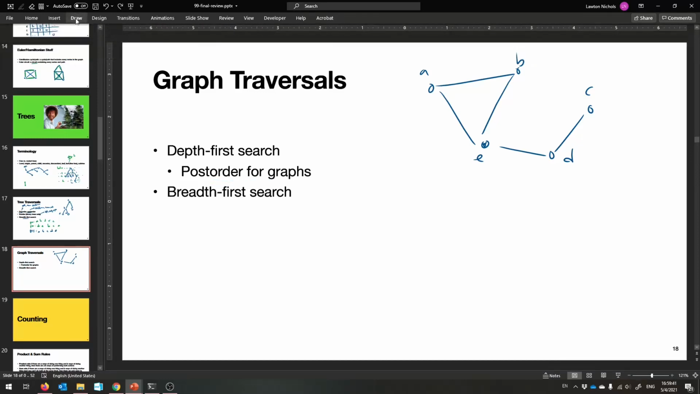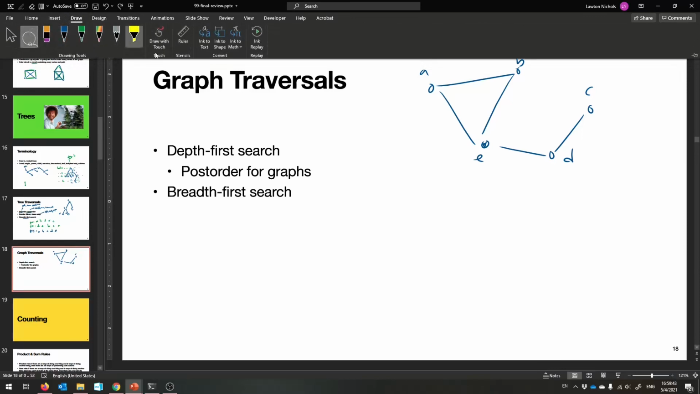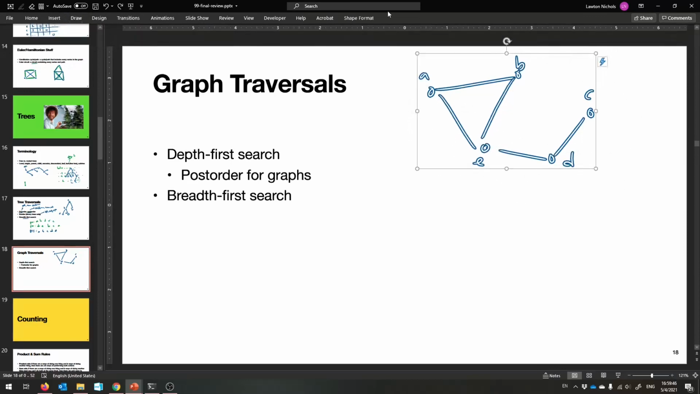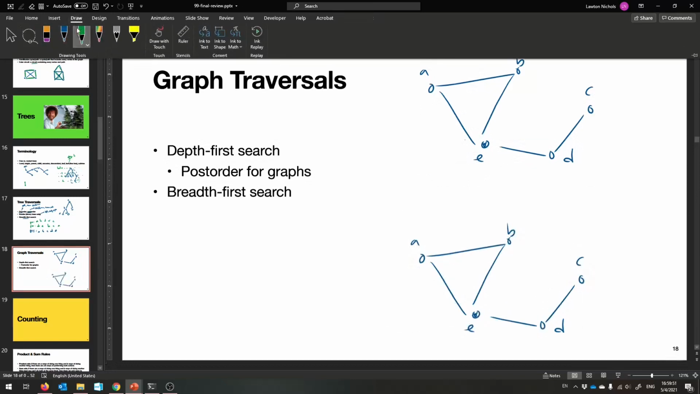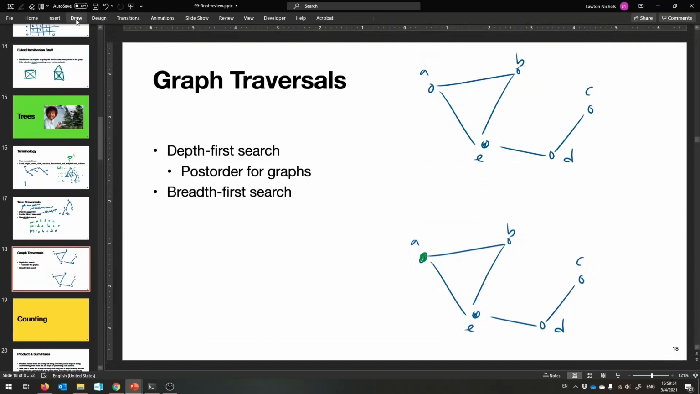Okay, so let me draw you the DFS tree for this, and then we'll do BFS as well. Let's say that we start at A. What we do in depth first search is recursively visit all our children. Let's push our children to the stack. So we're going to look at B, because that's the next one in alphabetical order. Then we add all the nodes that we haven't seen yet. We have seen A, so we can't go back along that edge, but we haven't seen E, so let's go along that edge. Let's go to E.